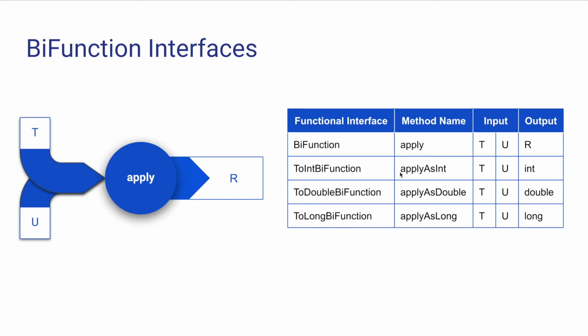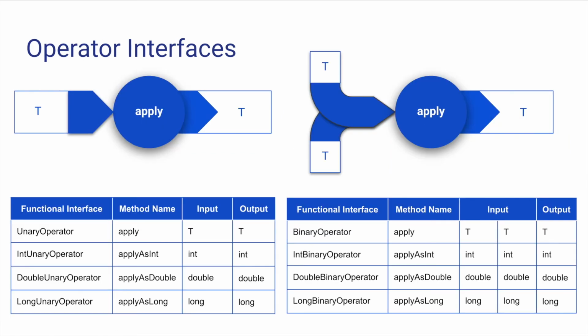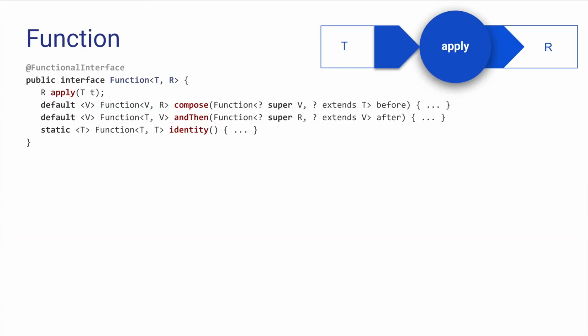And like functions, there are interfaces involving int, double and long for BiFunctions as well. And there are interfaces involving int, double and long for unary and binary operator too. Now in addition to the apply method, there are other default methods, compose and andThen, along with the static method identity.